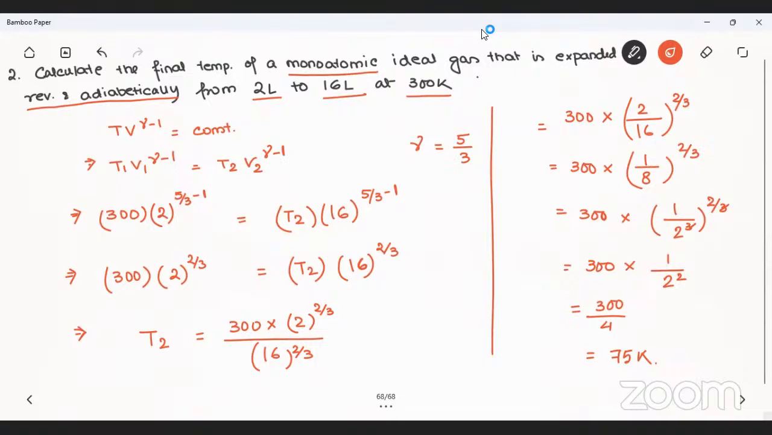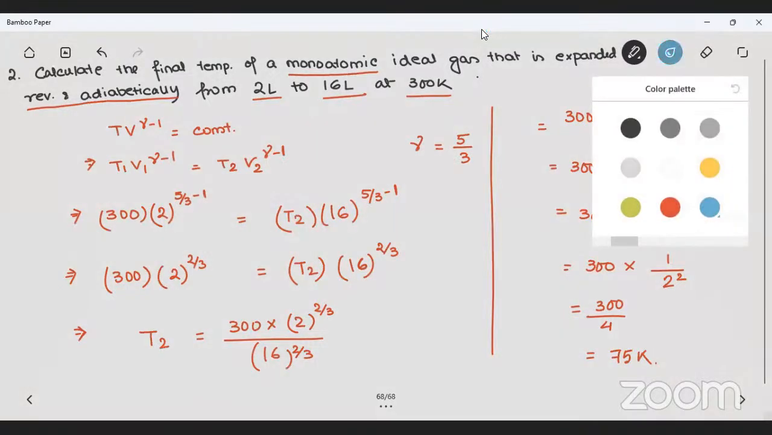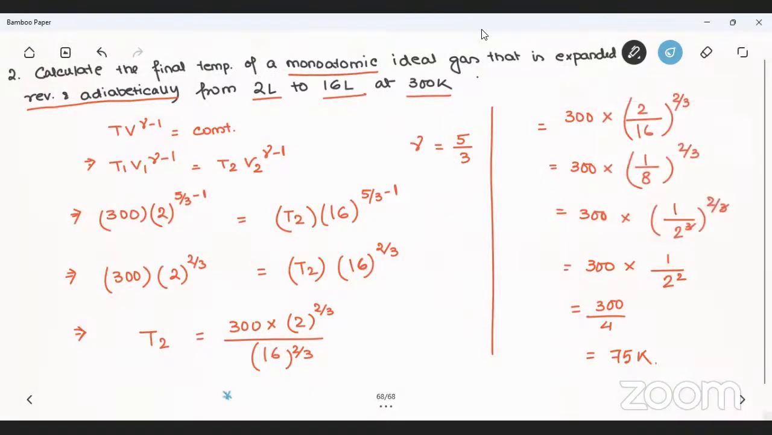See, from this question, what important derivation can we derive? Temperature was 300 Kelvin. Now the temperature is 75 Kelvin. What can I conclude? Temperature will decrease in adiabatic expansion. The process can be reversible or irreversible. Is this part clear? The whole sum?